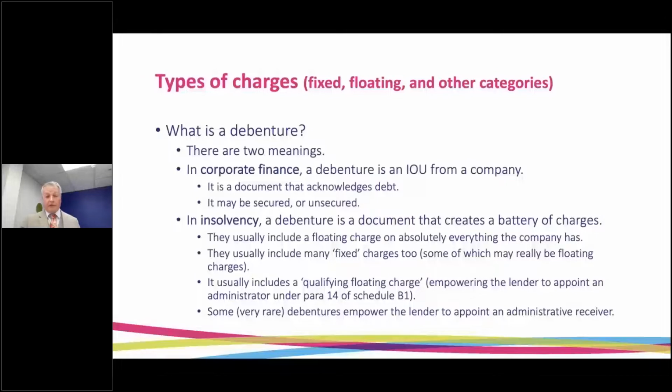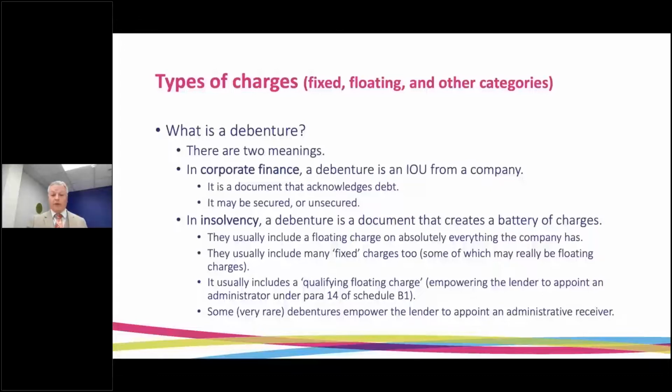In the world of insolvency, when we talk about a debenture, we're normally talking about a document usually drafted by a bank that contains a comprehensive battery of charges that charge almost everything, sometimes literally everything that the borrower, the company, owns. A bank debenture will always include a floating charge, and that floating charge will always extend to everything that the company has got.